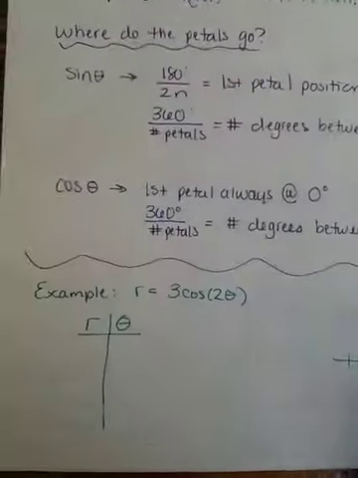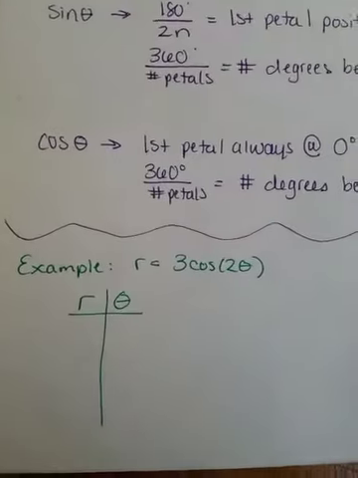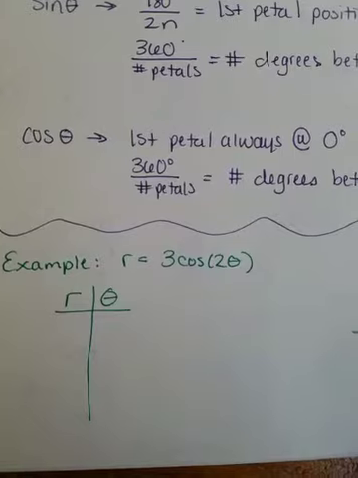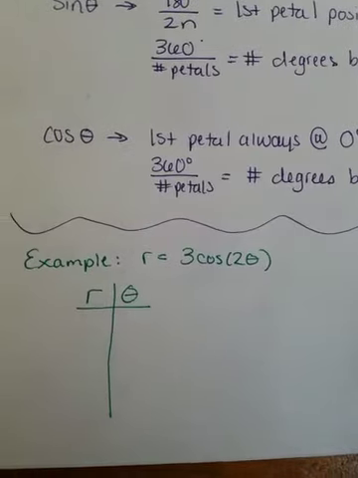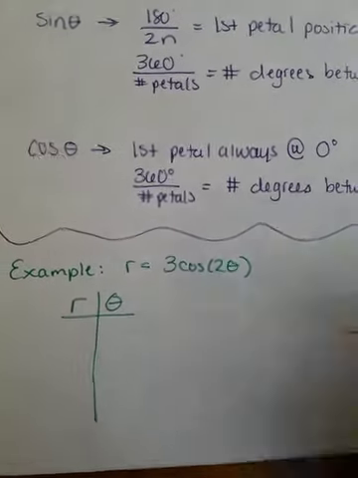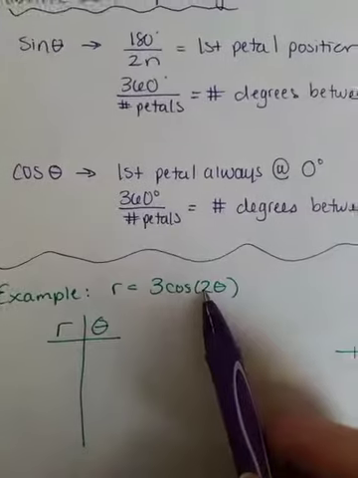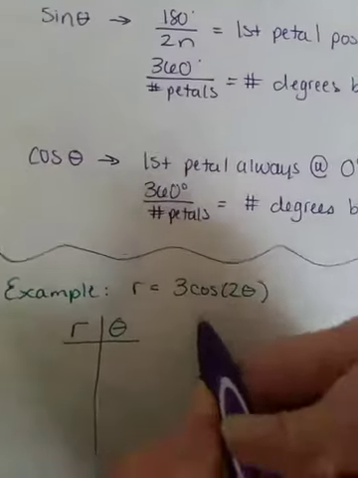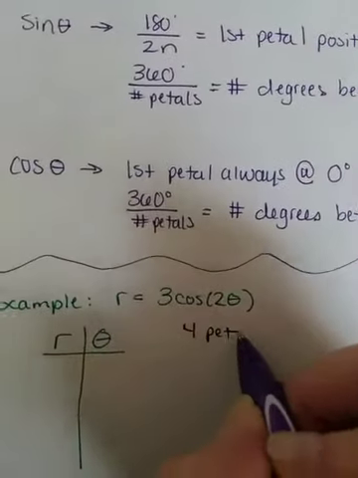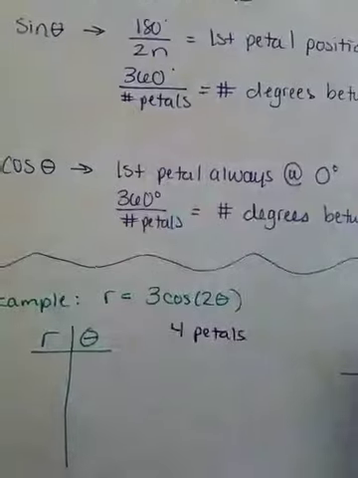The example I'm going to do is a cosine one. So we have r equals 3 cosine of 2 theta. Things I need to figure out: first of all, how many petals do I have? Well, n in this case is 2. 2 is even, so that means I'm going to have 4 petals, because 2 times 2 is 4.